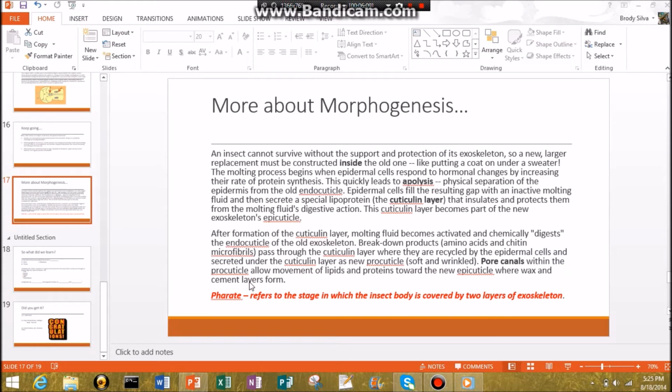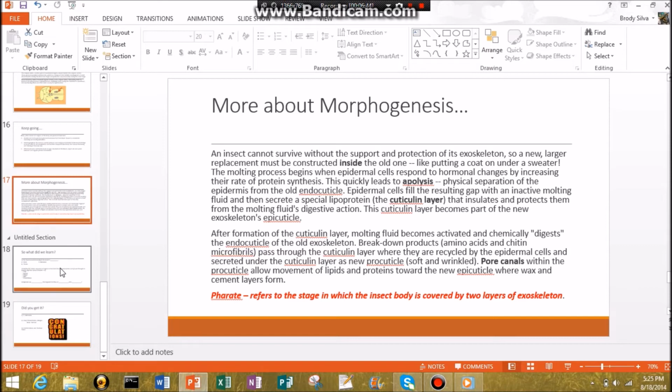Pore canals within the procuticle, which you'll learn about, allow movement of lipids and proteins towards the new epicuticle, where wax and cement layers form. All of those should be in the external anatomy PowerPoint, but they're not. You'll learn more about that in external anatomy. Pharate, a very important word, refers to the stage when the insect's body is covered by the two layers of exoskeleton. So pharate is basically the condition of an insect when it's undergoing apolysis or molting.